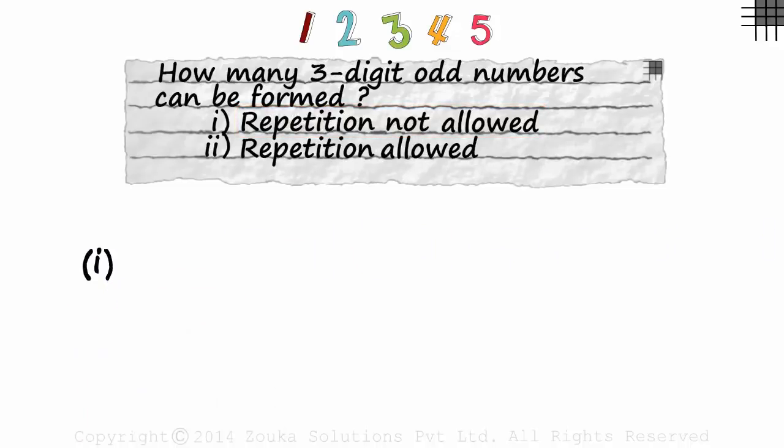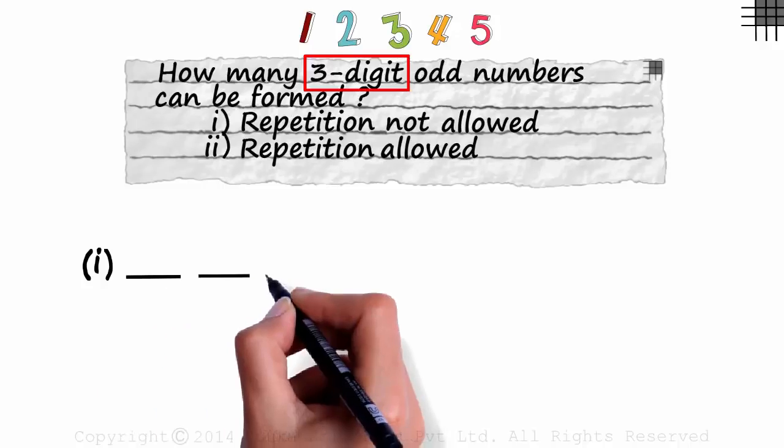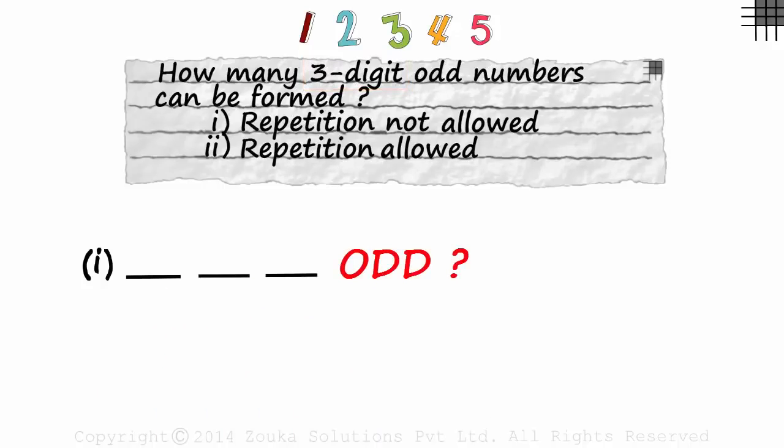Let's understand the first part. Read the question well. How many 3-digit odd numbers? Odd is the key word here. As we have been asked for 3-digit numbers, let's make 3 slots. What do we mean by odd?